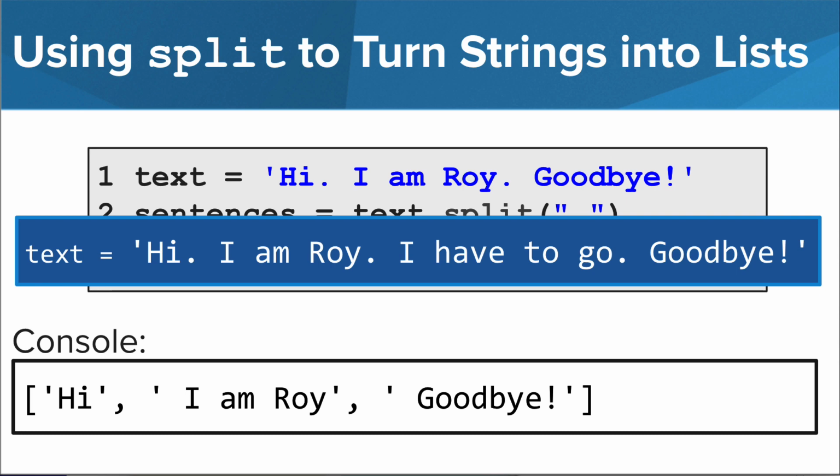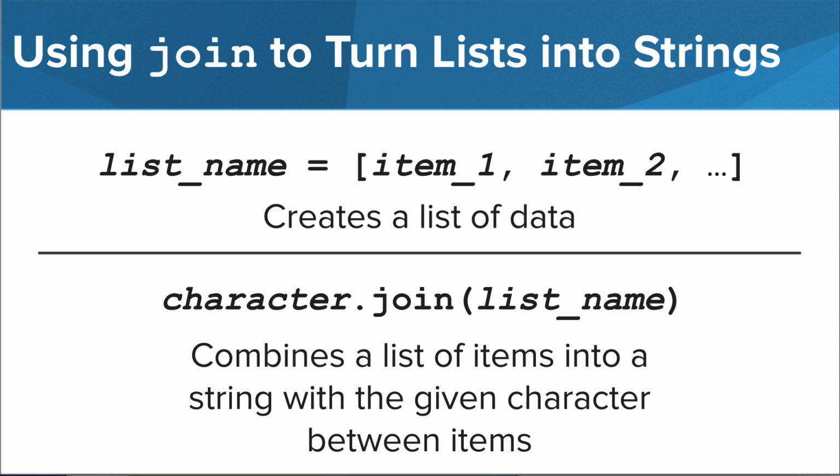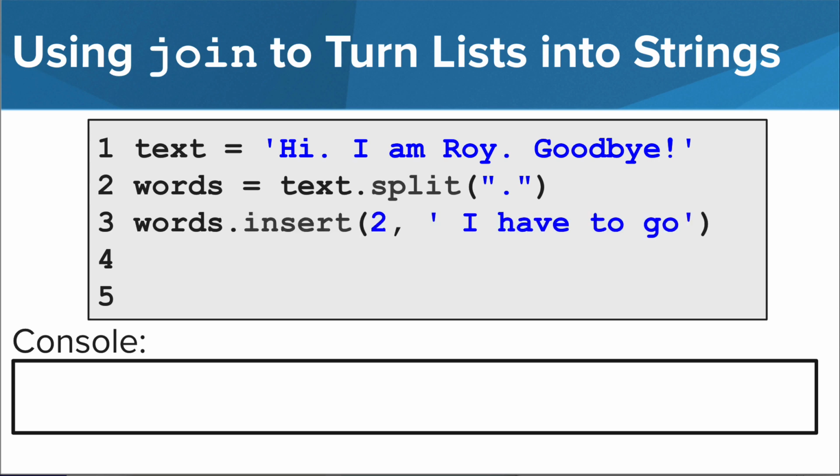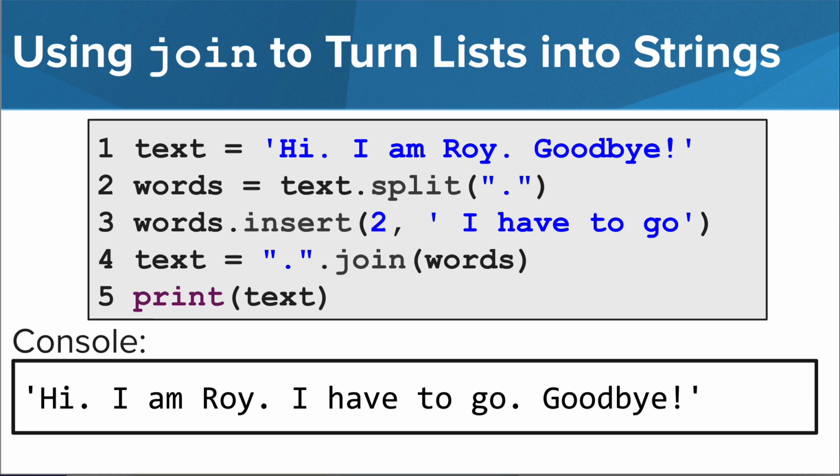What if I want to now add a sentence in between the others and then bring all the sentences back together into one string? Can I do this? Yes, I can use the join method here as well. Let's take a look. First, I'm using the split method to separate my text into items at the period character. Then I want to add a sentence at the second index value. Since words is now a list, I can use the insert method to do this. Then I'll use the join method and use a period as the joining element so that each sentence will end with a period. And when I print the text, I can see that I now have all of my text combined into one string.